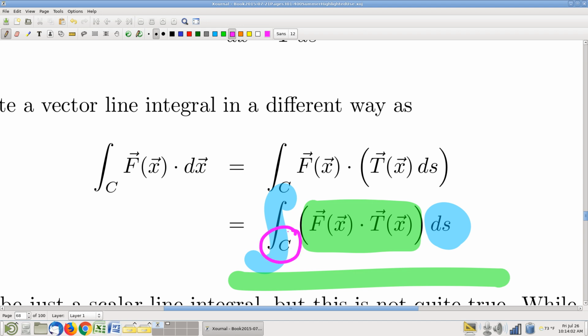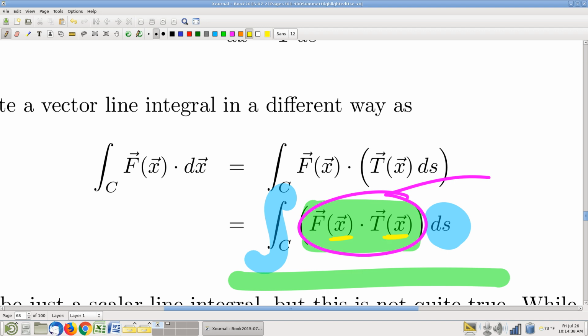Yes, it's an integral over a curve. Yes, the differential is ds. Yes, it is a scalar valued integrand. All of those characteristics are just like scalar line integrals. But this integrand is not just a function of position. This is not just a function of x. And now I know what you're thinking. You're thinking, well, look, it says right there, that's a function of x. Isn't this clearly all a function of x?